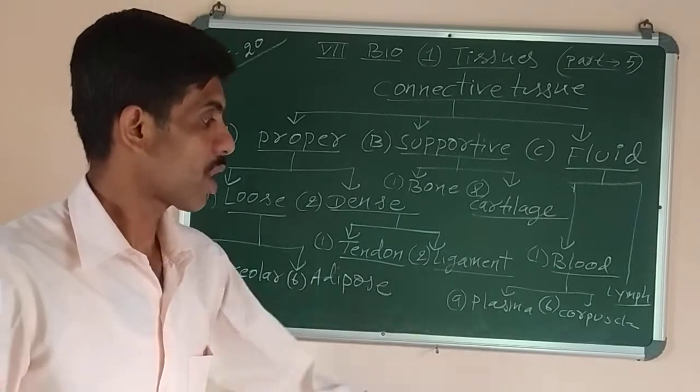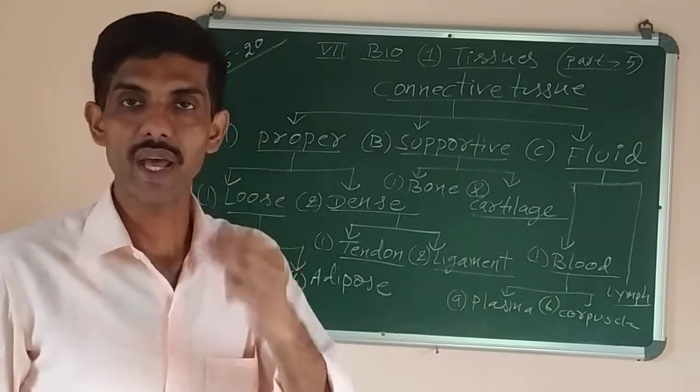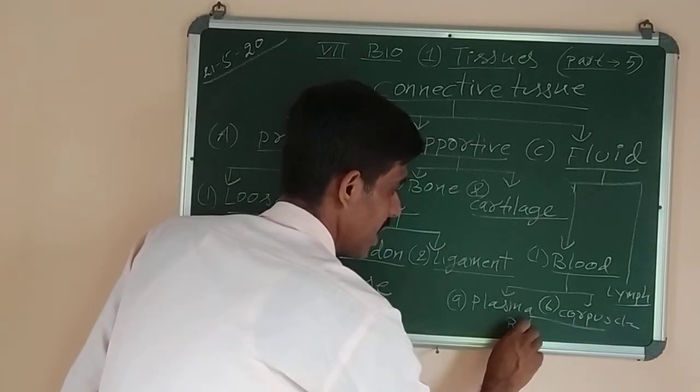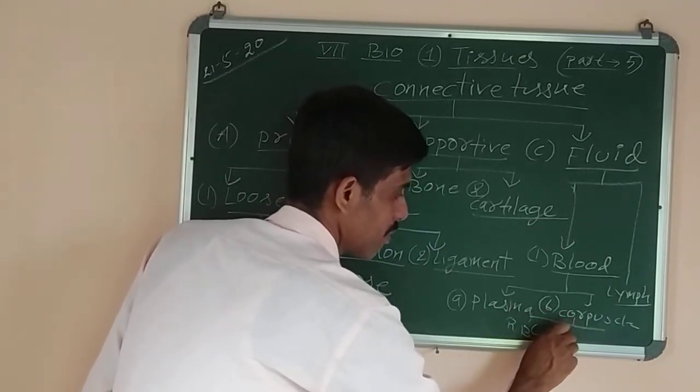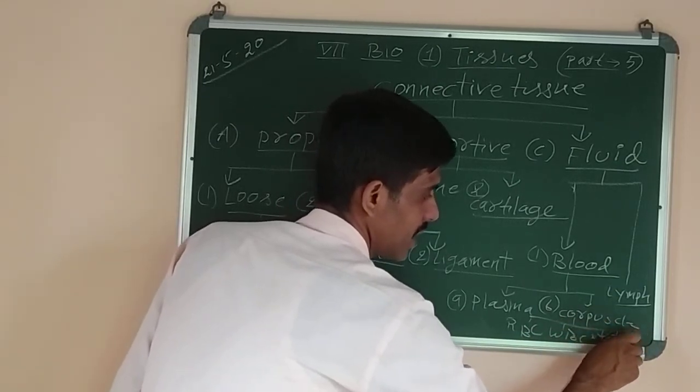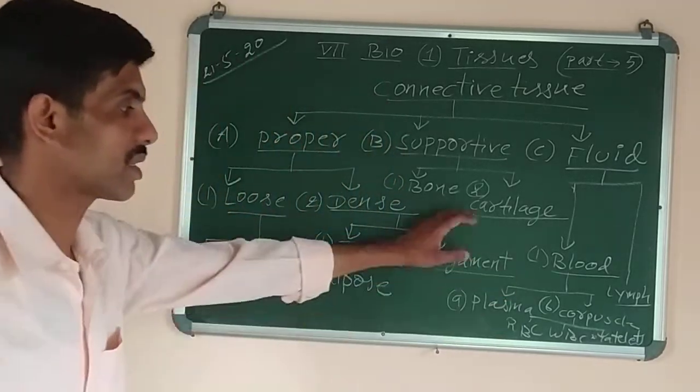Corpuscles are further divided into how many types? Three types. What are they? RBC, that is red blood corpuscles or red blood cells. WBC, that is white blood cells, and the platelets, P-L-A-T-E-L-E-T-S, platelets. Okay, so see how the chart is.